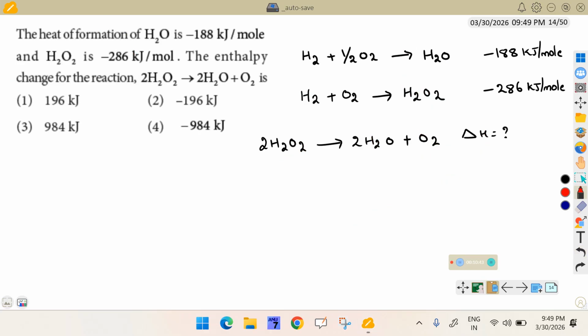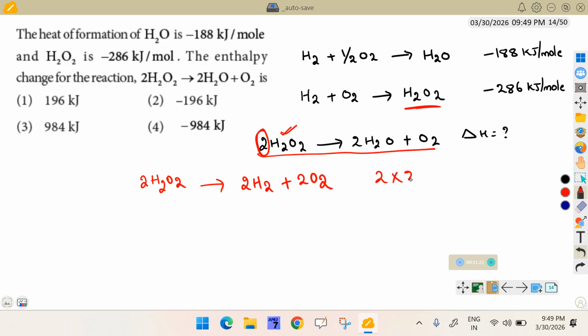The heats of formation of H2O and H2O2 values are given. Calculate the enthalpy change for this reaction. In this reaction, H2O2 is a reactant, but in the given equation, H2O2 is the product. So reverse the reaction and multiply with 2. Why? Because in the final reaction 2 moles of H2O2 are present. 2 moles of H2O2 give rise to 2 moles of H2 plus 2 moles of O2. 2 into 286.